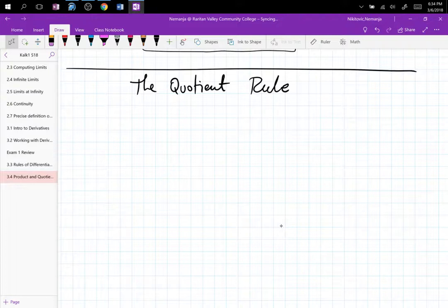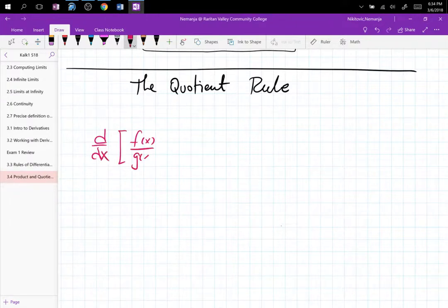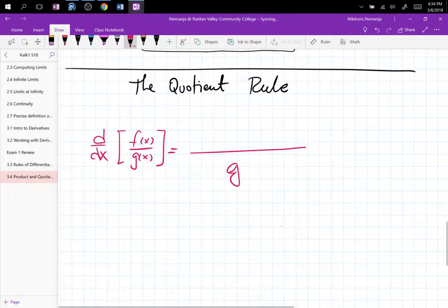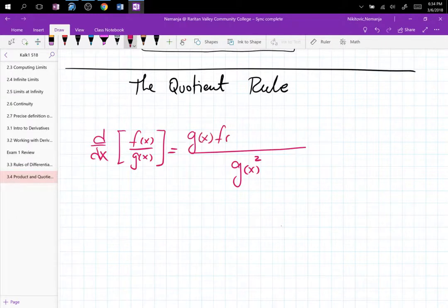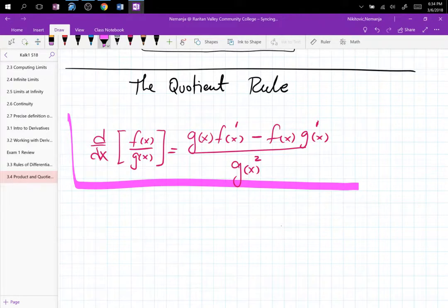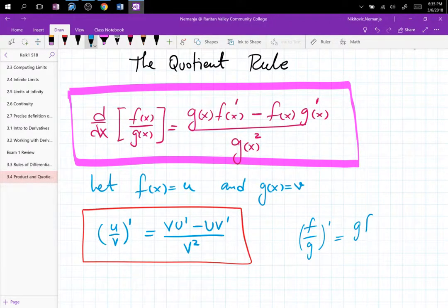So here is the formula for quotient rule. The derivative of f of x divided by g of x is, and now we have the division line. In denominator we have g of x squared. In the numerator I have g of x times f of x prime minus f of x times g of x prime. For g is gf prime minus fg prime divided by g squared. Whatever.